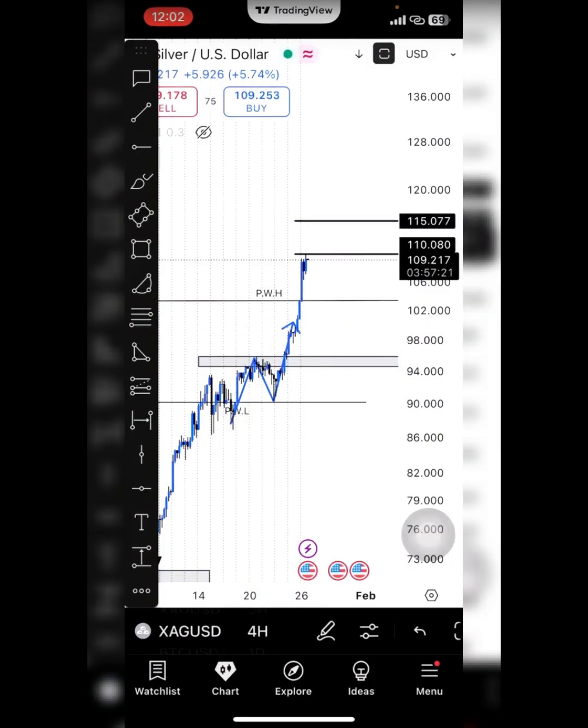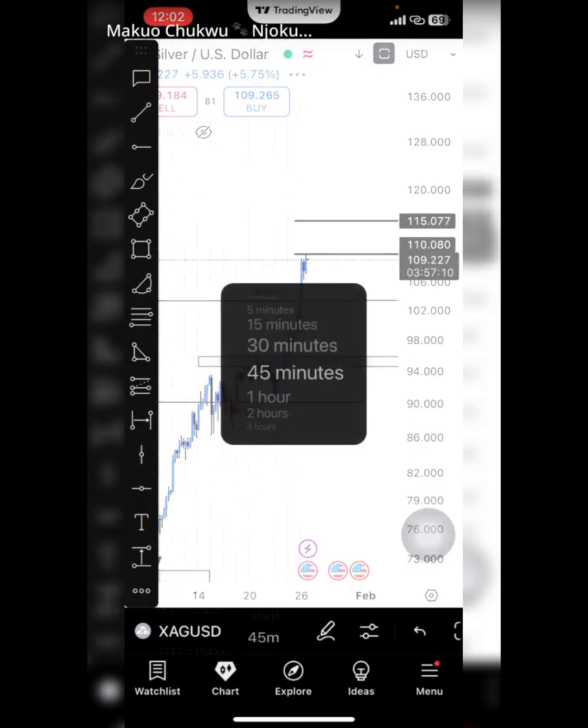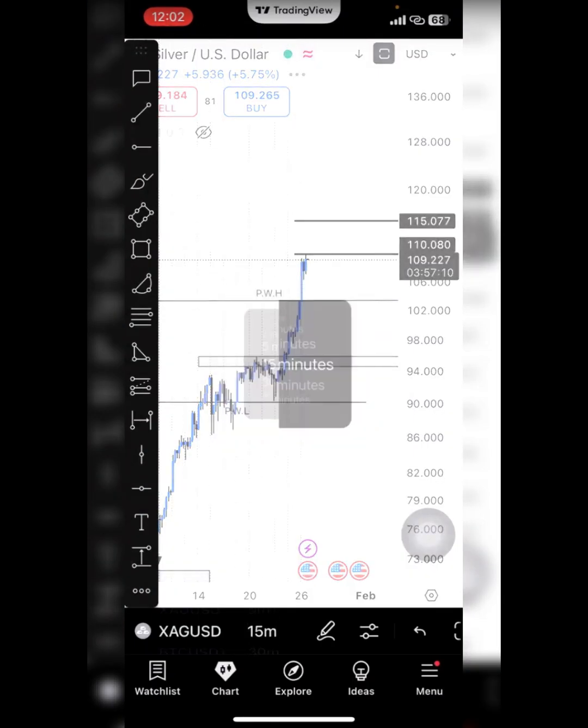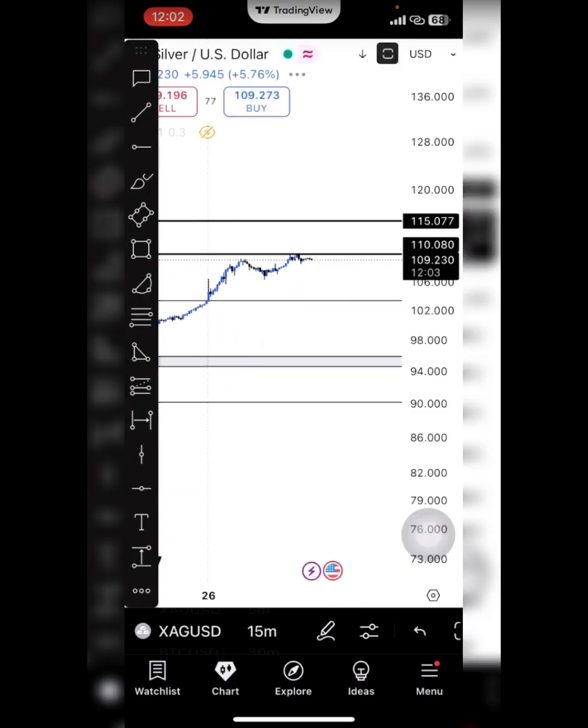When the market gives us a little pullback on a lower time frame, like the 1 hour, the 15 minutes, or the 5 minutes time frame, that's where you're getting potential entry opportunities. Let's go down to the 15 minutes time frame. Let me show you guys an entry opportunity for silver based on this continuation pattern.